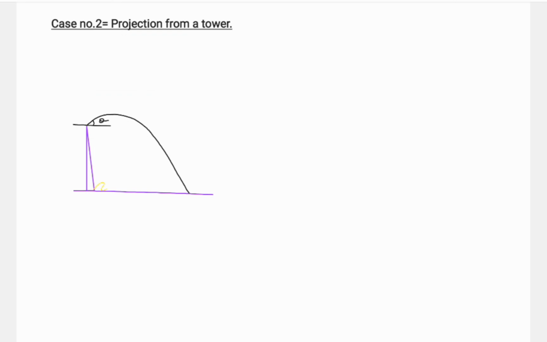Now, how to draw the x-axis and y-axis in this case? Okay, you are going to consider this surface, the main surface, as the x-axis, and you are going to consider this as the y-axis. This is an important point in this case. Okay, what is the range in this case? This is the range, how far the projectile has traveled along the x-axis. The displacement in the x-axis is known as the range of the projectile.